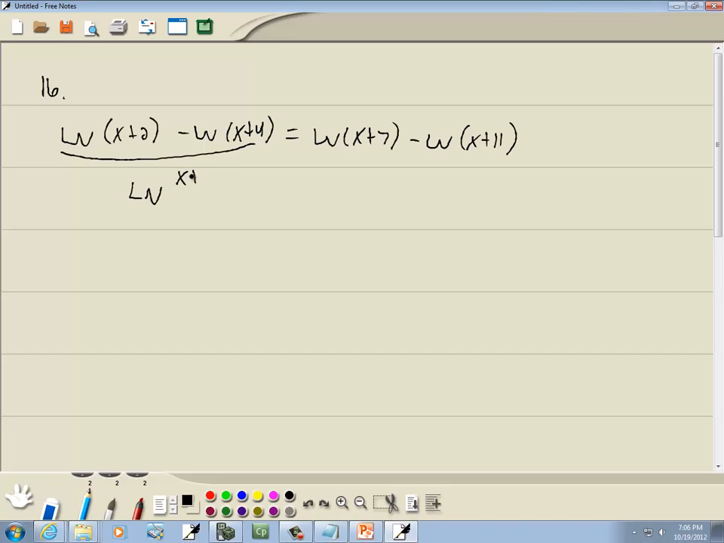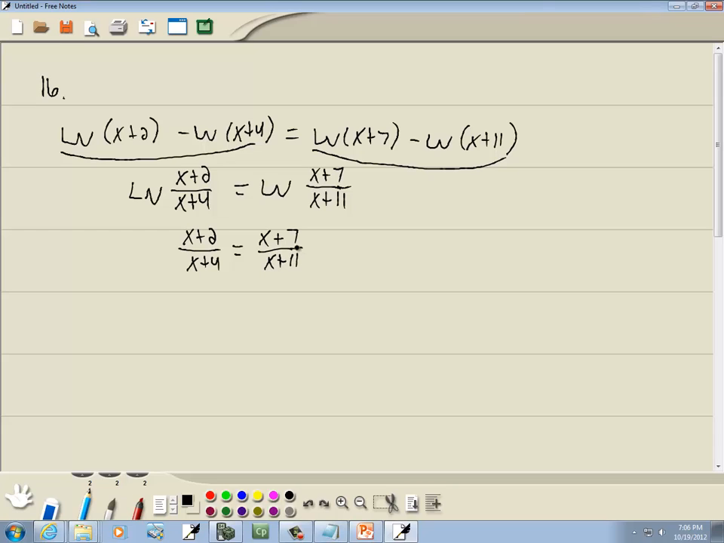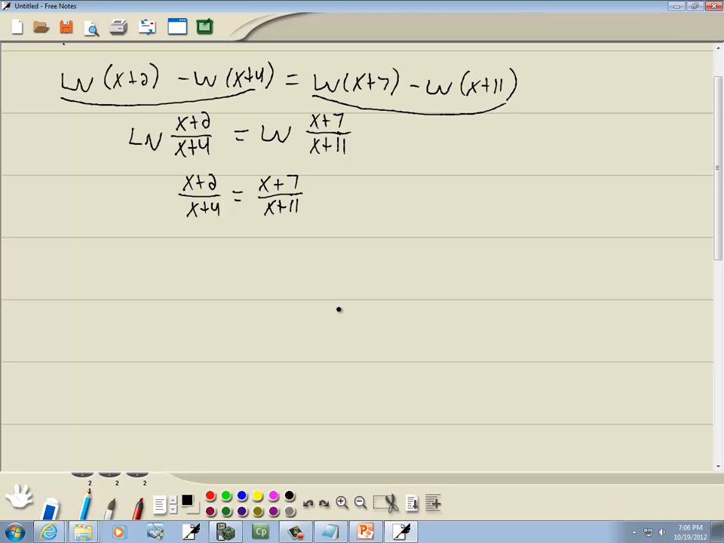So here we have log of something minus log of something. Subtraction becomes division. So we've got (x plus 2) over (x plus 4). Over on this side, we have natural log of something minus natural log of something. Subtraction again becomes division. So this is natural log of (x plus 7) over (x plus 11). Now once you get a single log on both sides, you can drop the log part, or in this case the ln. And we've got (x plus 2) over (x plus 4) equals (x plus 7) over (x plus 11). Now this is a rational equation. And our way of solving a rational equation is we multiply everything by the LCM of all our denominators.